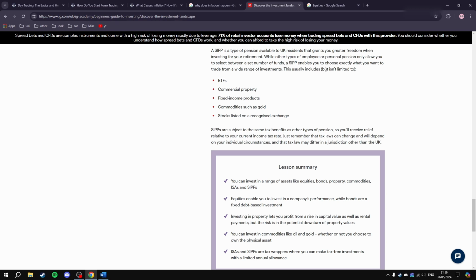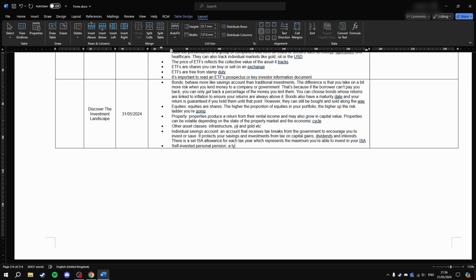These usually include, but aren't limited to, ETFs, commercial property, fixed income products, commodities such as gold, and stock listed on a recognized exchange.